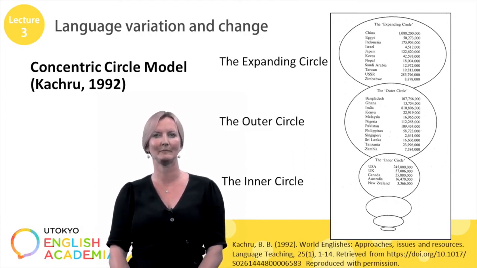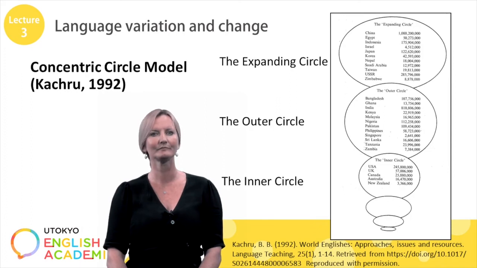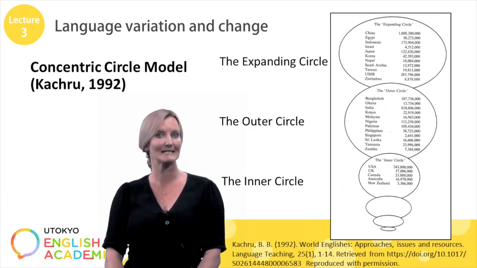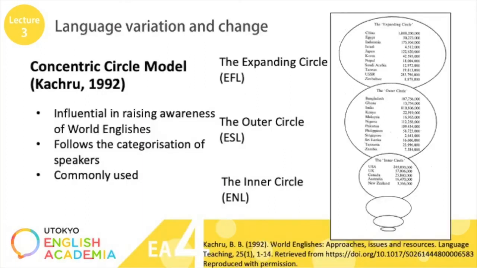In Kachru's 3-circle model, varieties of English, or countries in which it is used, are presented as 3 overlapping circles, labelled the inner circle, outer circle, and expanding circle. This classification largely follows the categorization of ENL, ESL, and EFL speakers discussed previously.